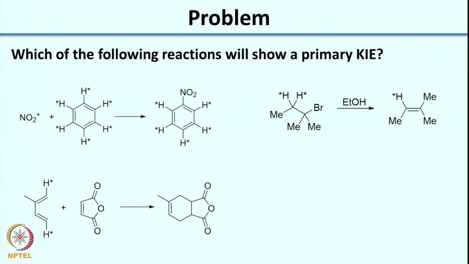So for each reaction, I want you to write the mechanism on a piece of paper and decide whether they will show a primary kinetic isotope effect. You can press the pause button and work this out on a sheet of paper. So let us try working these out. I will start with the third reaction because it's an example of a Diels-Alder reaction, and the mechanism is a concerted mechanism, so I can directly draw the arrows here.